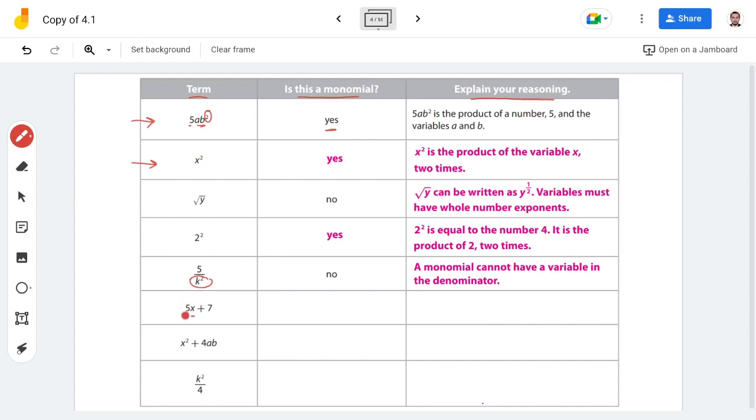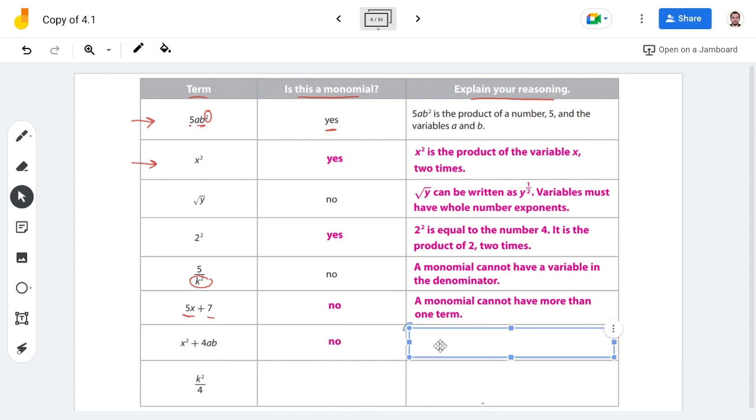Here we have two parts, 5x plus 7. So two parts, is it a monomial? No, it's not a monomial. A monomial has only one part. Okay? x squared plus 4ab, this is two parts, not only one part. So it's not a monomial.